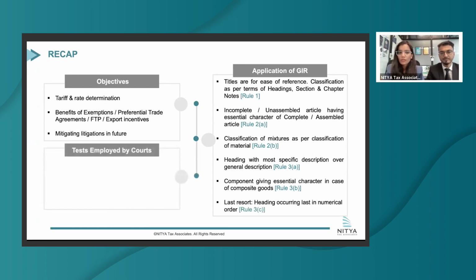Then we also discussed the various tests other than the GIR that are employed by the courts. We discussed that the common parlance test is one of the major tests applied by the courts while deciding a classification, that is, how industry or consumers perceive a product. Then we discussed the technical meaning test, where they also go into the dictionary meanings of words and scientific processes, etc., to classify a product. And last is the end user test. And the last one is, I would say, mostly applied by the industry.